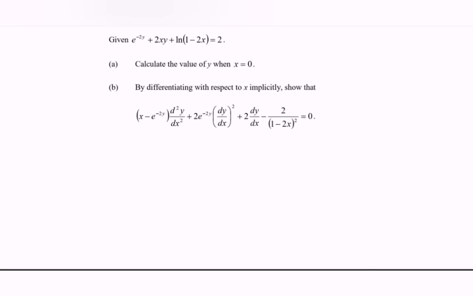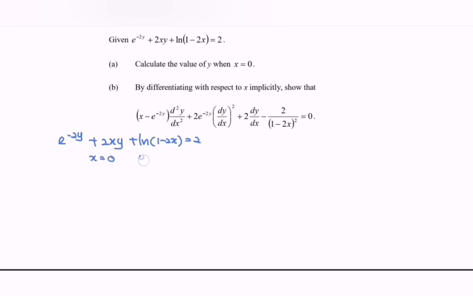Hello everyone, in this video I'm going to discuss the example for differentiation. Given the equation e^(-2y) + 2xy + ln(1 - 2x) = 2. A. Calculate the value of y when x is equal to 0.